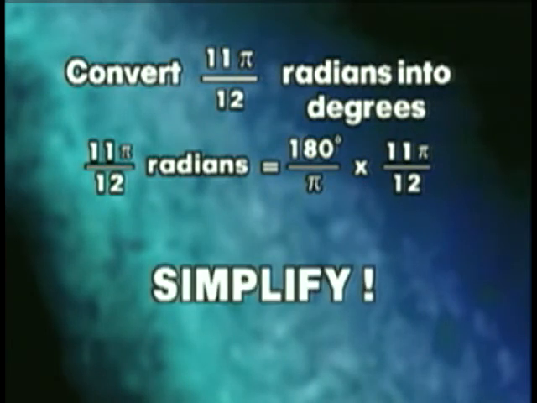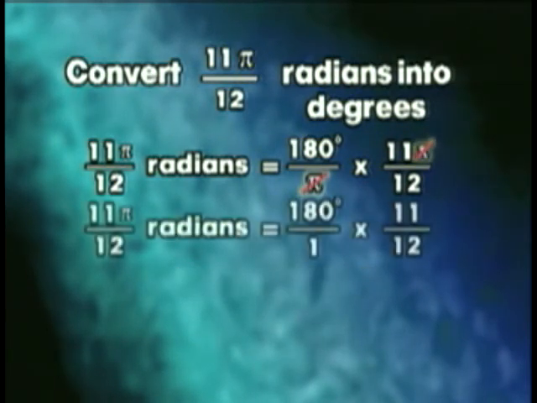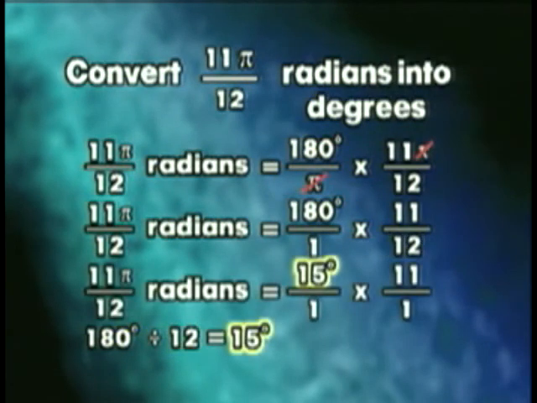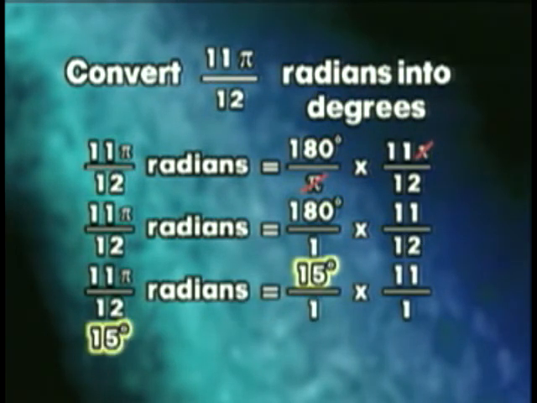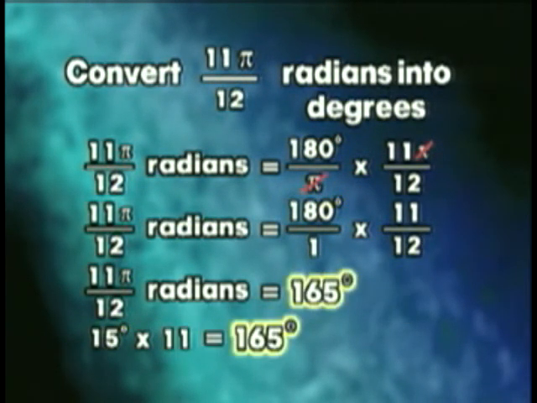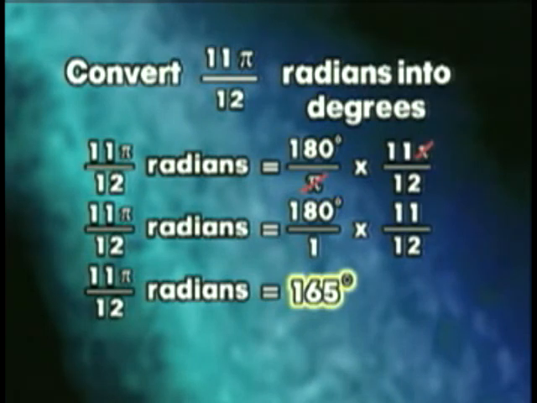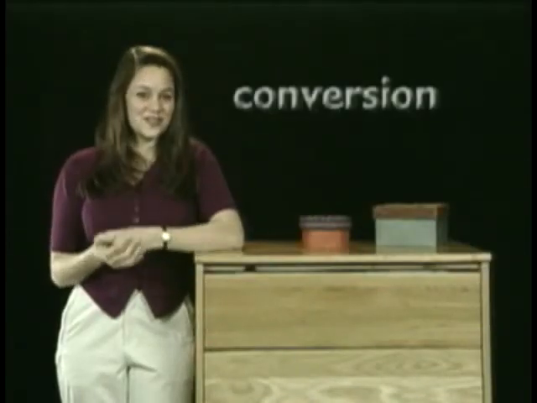Next, we simplify. First off, we can cancel out pi. Then, we can reduce the equation even further by dividing 180 degrees by 12, giving us 15 degrees. 15 degrees times 11 equals 165 degrees. So 11 pi over 12 radians equals 165 degrees. That's your answer. And that's it for conversion.